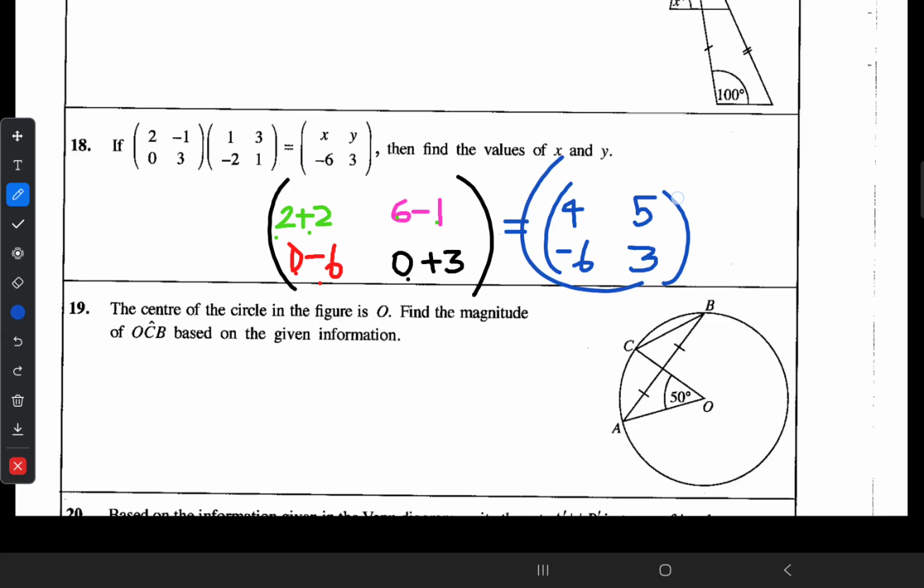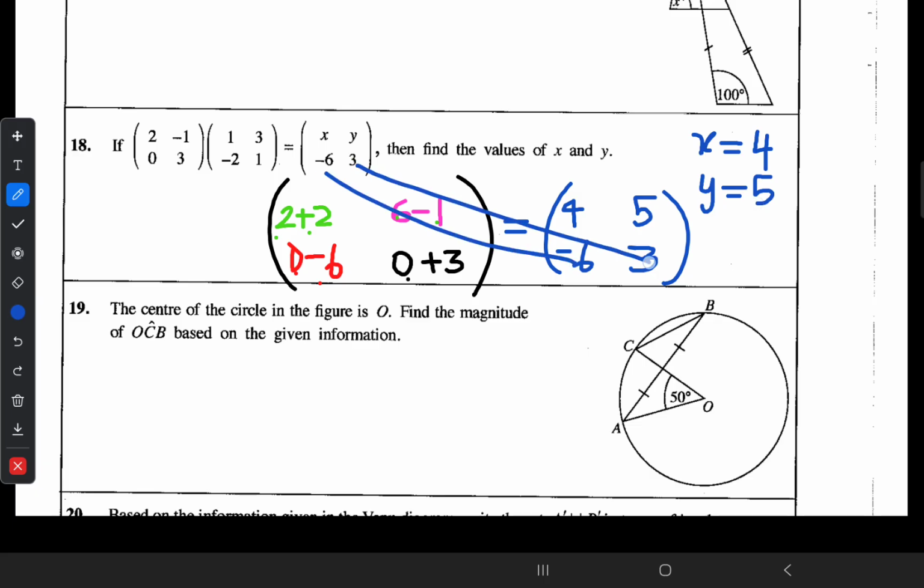Okay. This is identical to this one. You can see instead of x we have 4. So x should be equal to 4. Y, that is 5. Instead of y we have 5. So y should be equal to 5. And the other two values are identical. Negative 6 here, 3 here. This is about the multiplication of matrices.